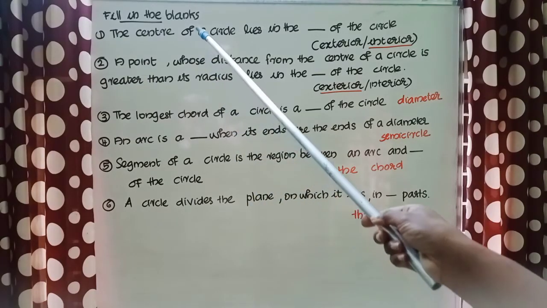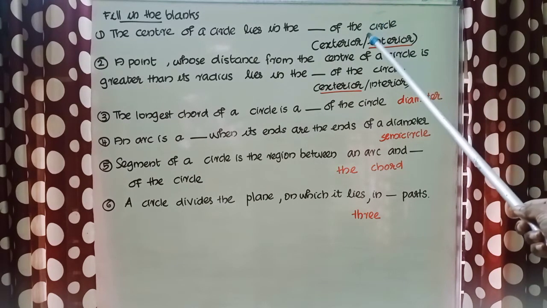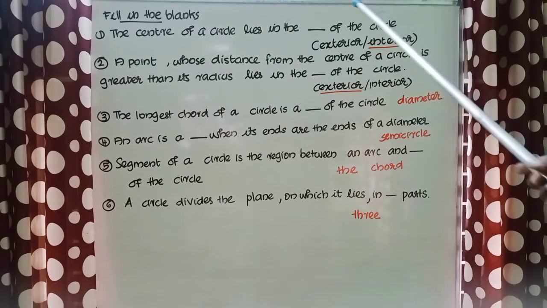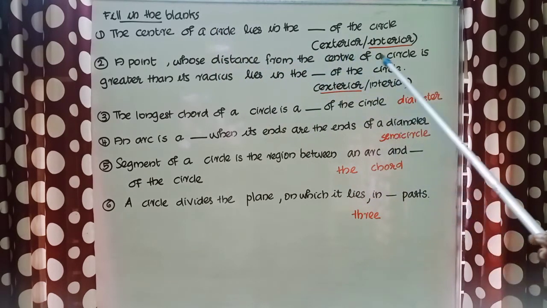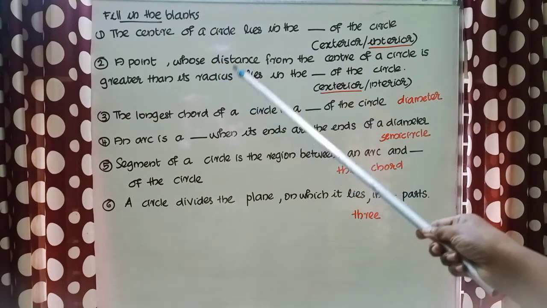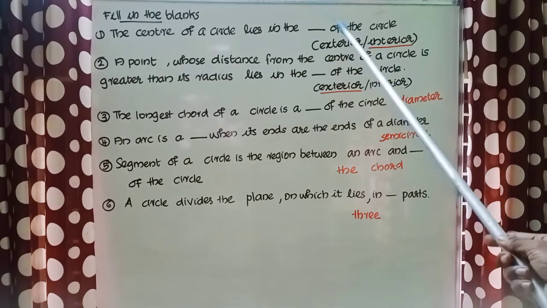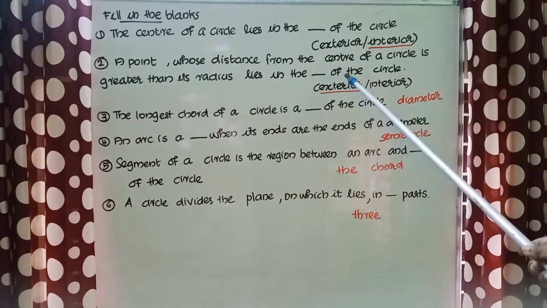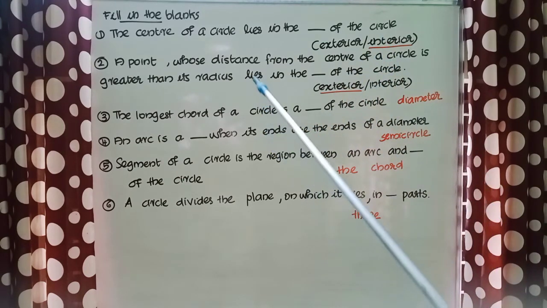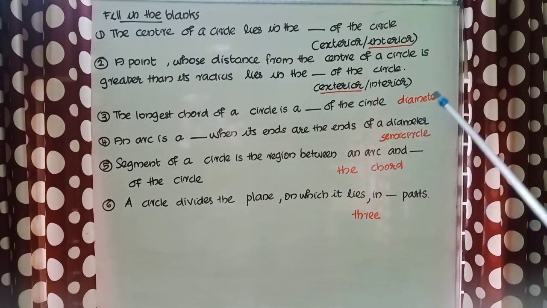Fill in the blanks. The center of a circle lies in the dash of the circle, exterior or interior. The answer is interior. A point whose distance from the center of a circle is greater than its radius lies in the dash of the circle. Its distance is greater than the radius, so it lies in the exterior of the circle. The longest chord of a circle is a dash of the circle. It is the diameter of the circle.